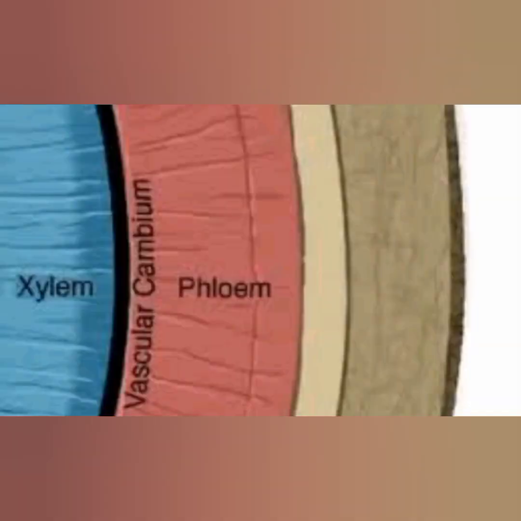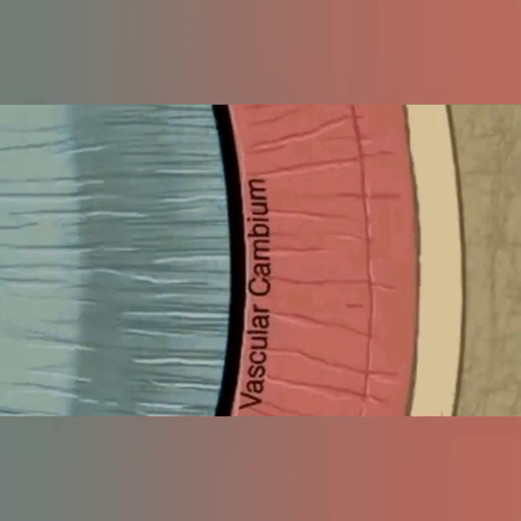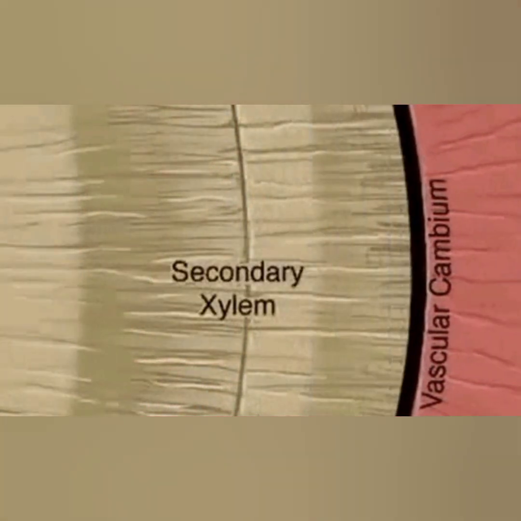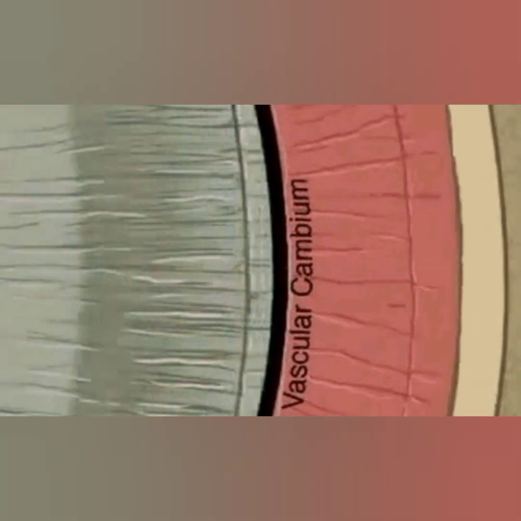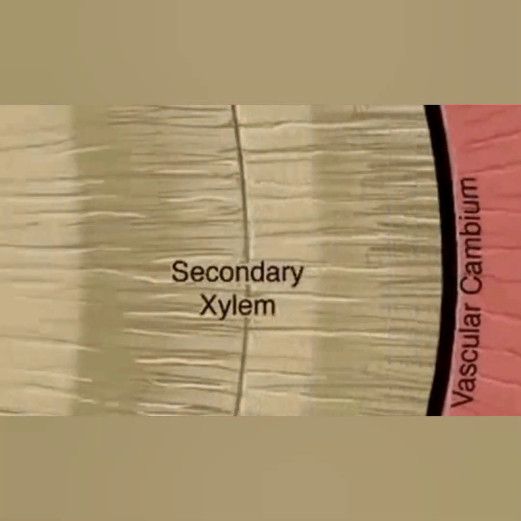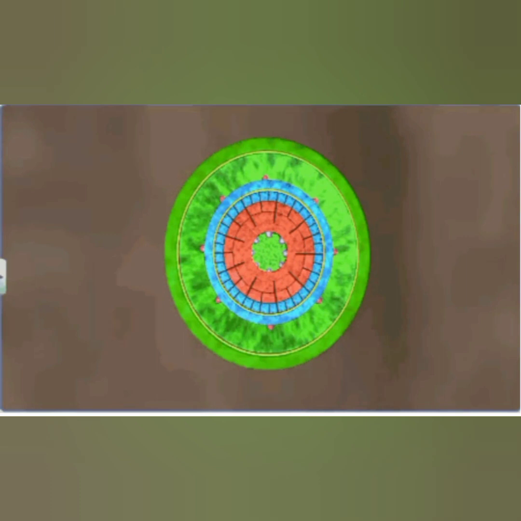Vascular cambium cuts off new cells inside as well as outside. The cells formed inside give rise to secondary xylem. The cells formed outside give rise to secondary phloem. During secondary growth, the primary epidermis splits, dries and falls off.